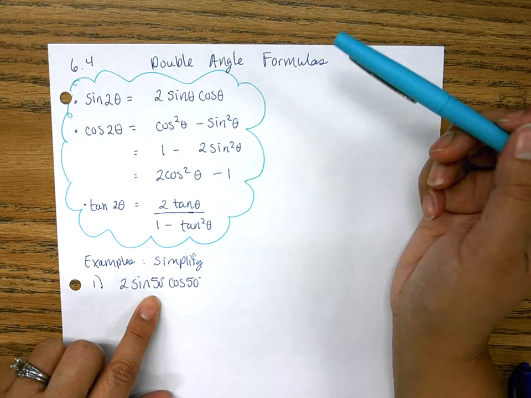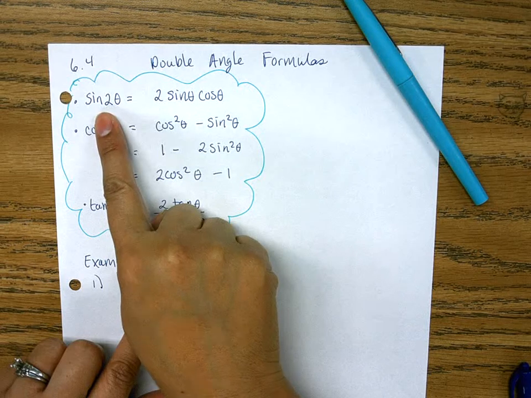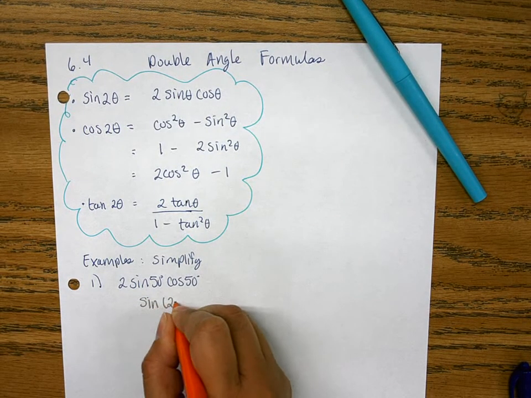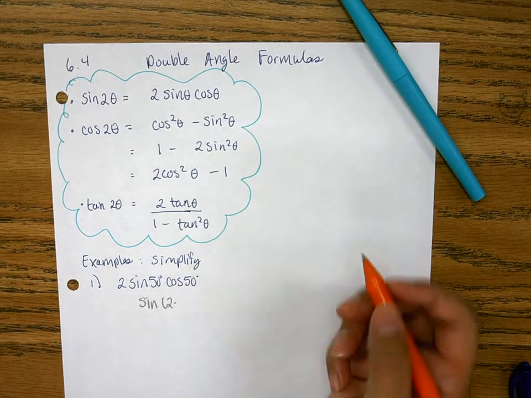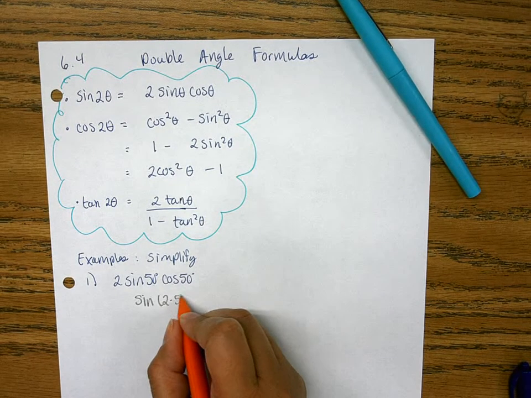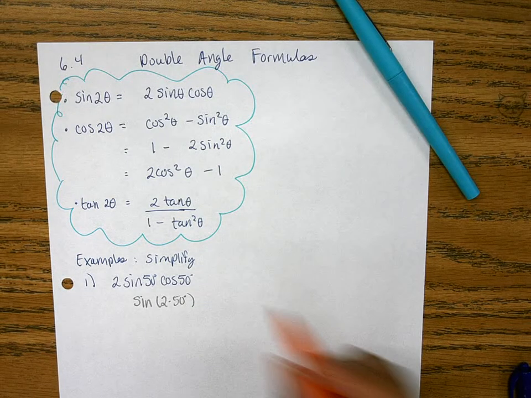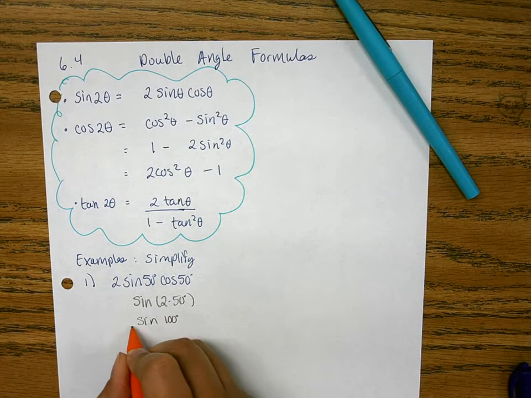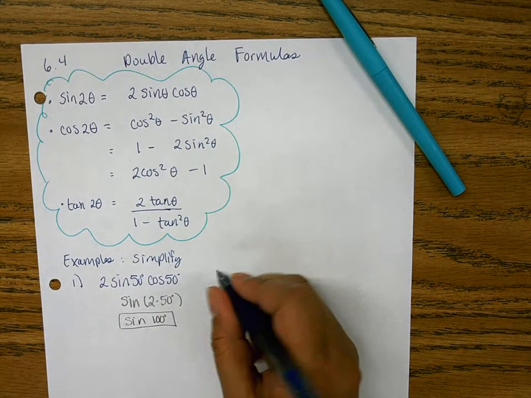Working backwards, it becomes sine of double the angle. Notice the 2 is gone, and it's sine of double the angle. And you can only do this when these 2 angles are the same, which they are, 50 and 50. If they were not, we would not be able to use this formula. So sine of 2 times 50 degrees, which equals sine of 100. Now, because 100 is not a special angle, we're not going to evaluate it. We're going to leave it like that. That is the answer.